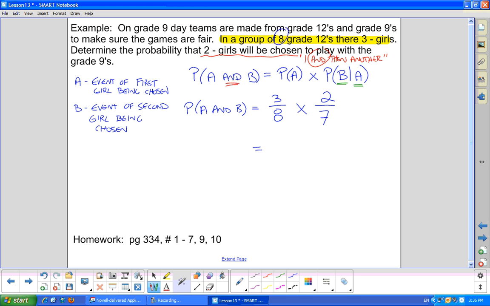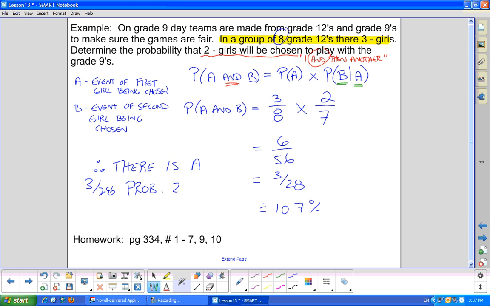So we can calculate this as 6 over 56, which reduces, and again, you have to either reduce for me or convert it to a decimal. So 3 over 28, which is approximately equal to 10.7%. So therefore, there is a 3 in 28 chance or probability 2 girls will be selected.